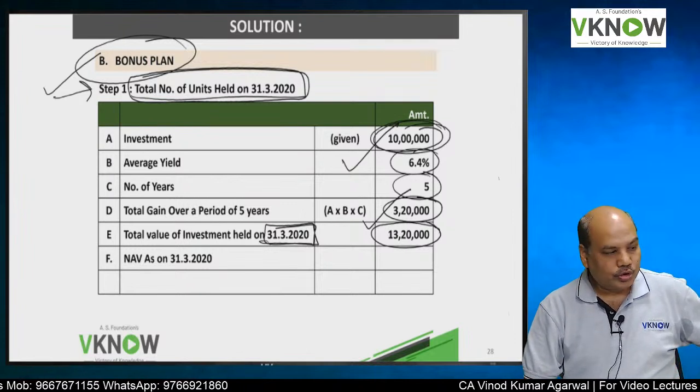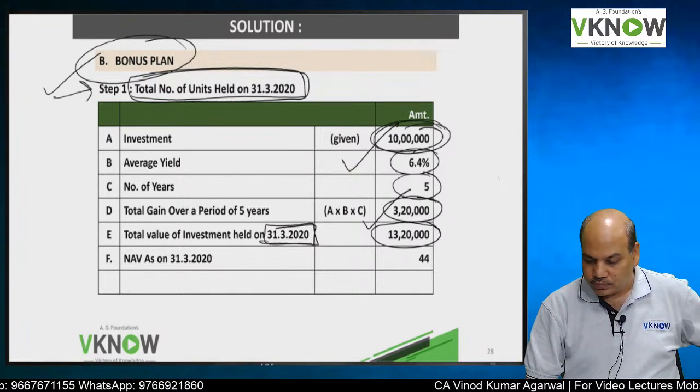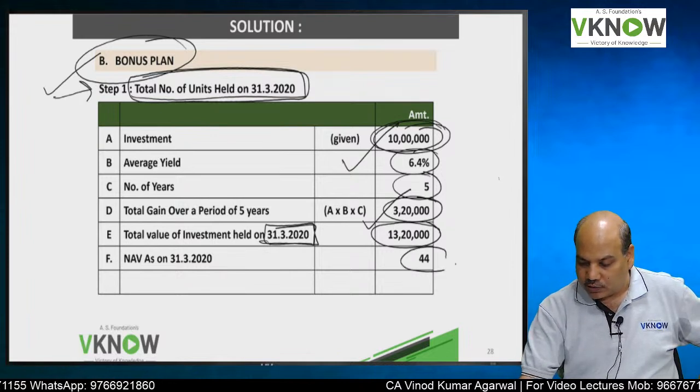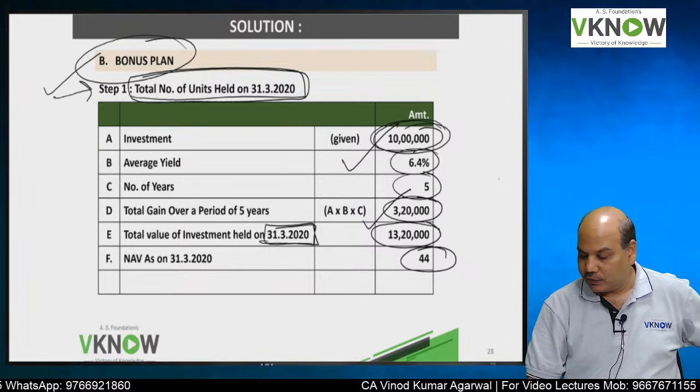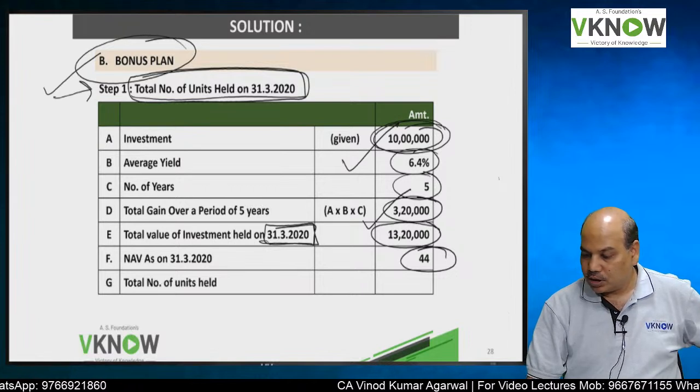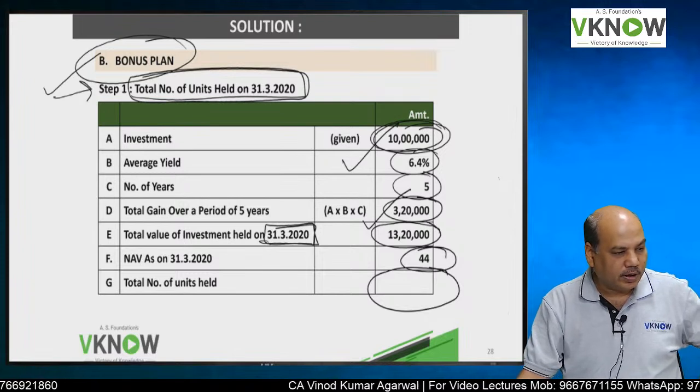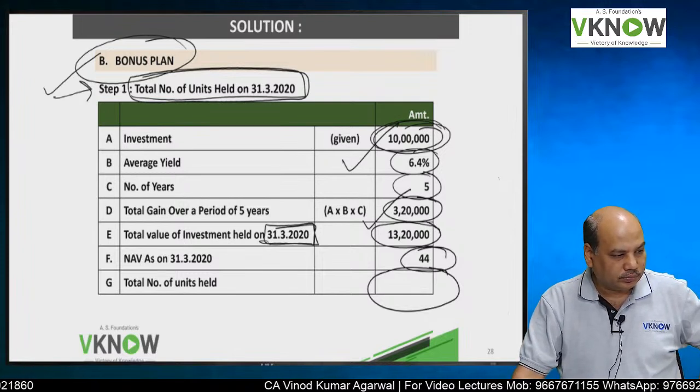And what is the closing NAV given in the question book? Closing NAV is given for bonus plan, last line, last column, 44. Therefore, I can compute now the number of units. Please reply. Number of units.